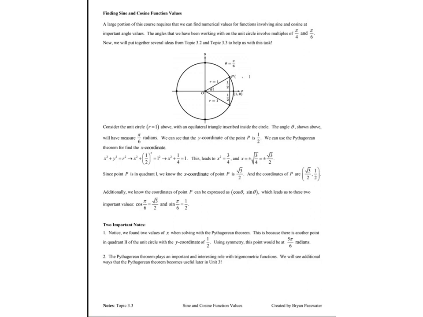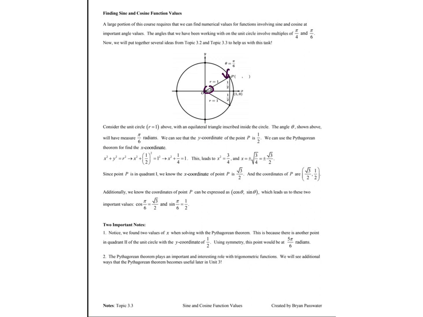Okay? Now, we'll put together several ideas to help with this task. Consider the unit circle above with equilateral triangle inscribed inside the circle. The angle theta shown above will have a measure of pi over 6 radians. Can you see that? This triangle has theta equal to pi over 6. Can you see that on your paper? Everybody nod. Okay.